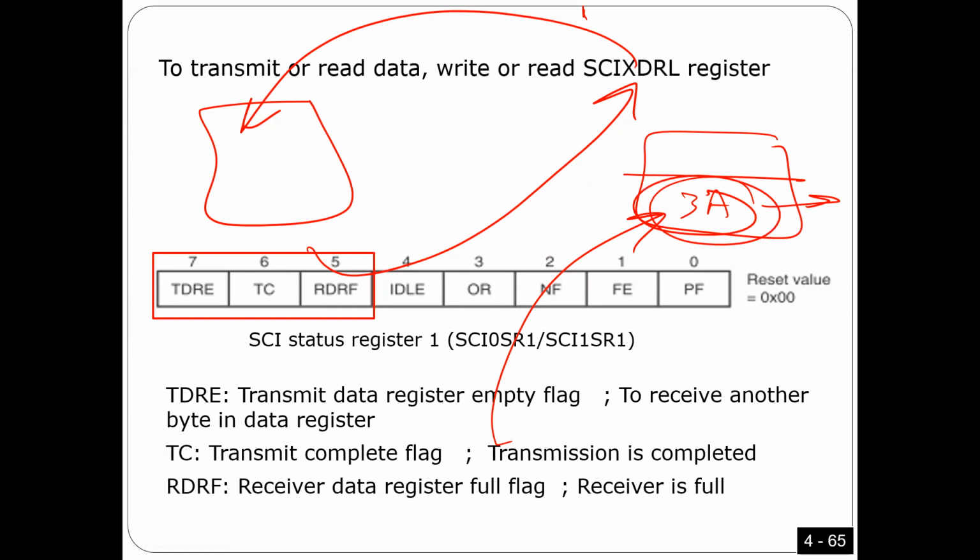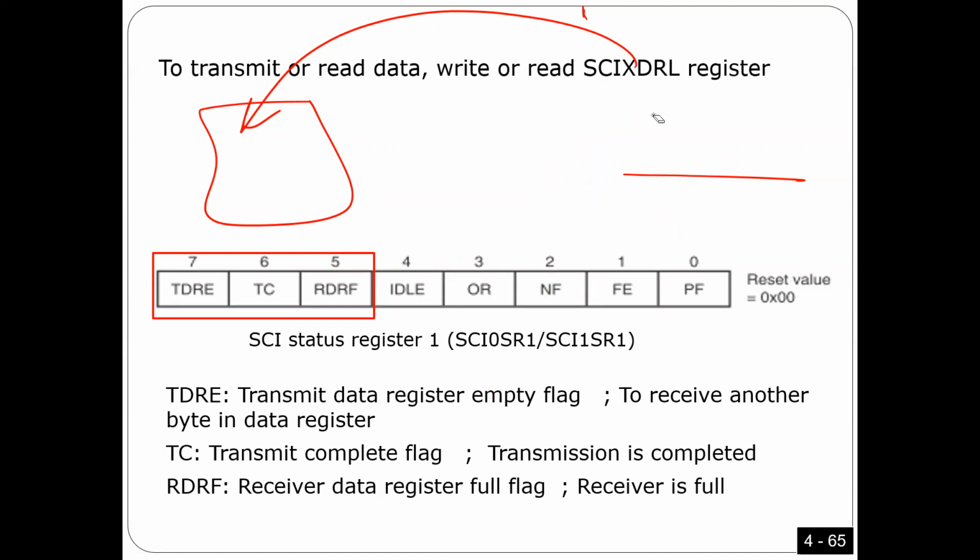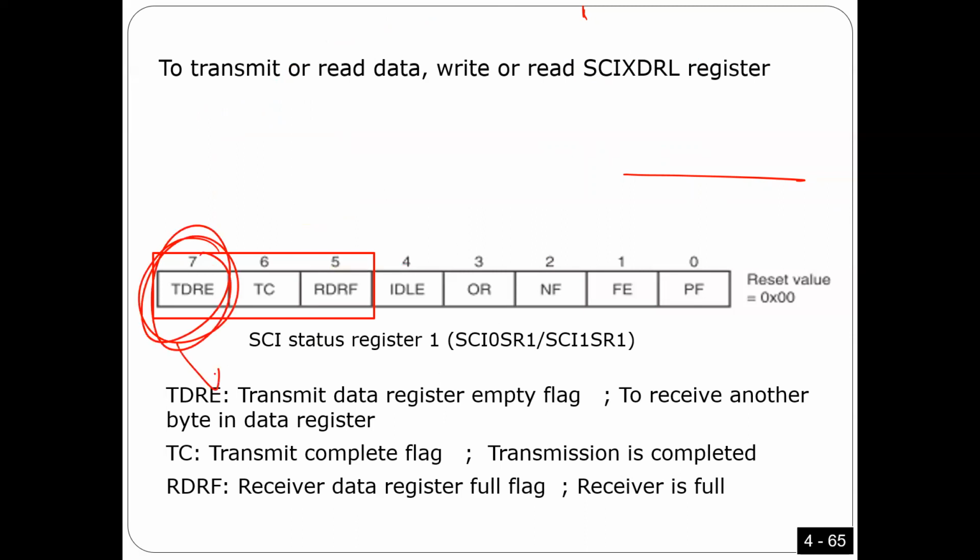How can you do that? Very simple. You can do that using this bit. You have a bit here called the transmit data register empty flag. This bit can tell you whether the transmit register is empty or not. Once you write something, this bit is going to be 0. Once the serial communication transmits the whole byte, it's empty again.